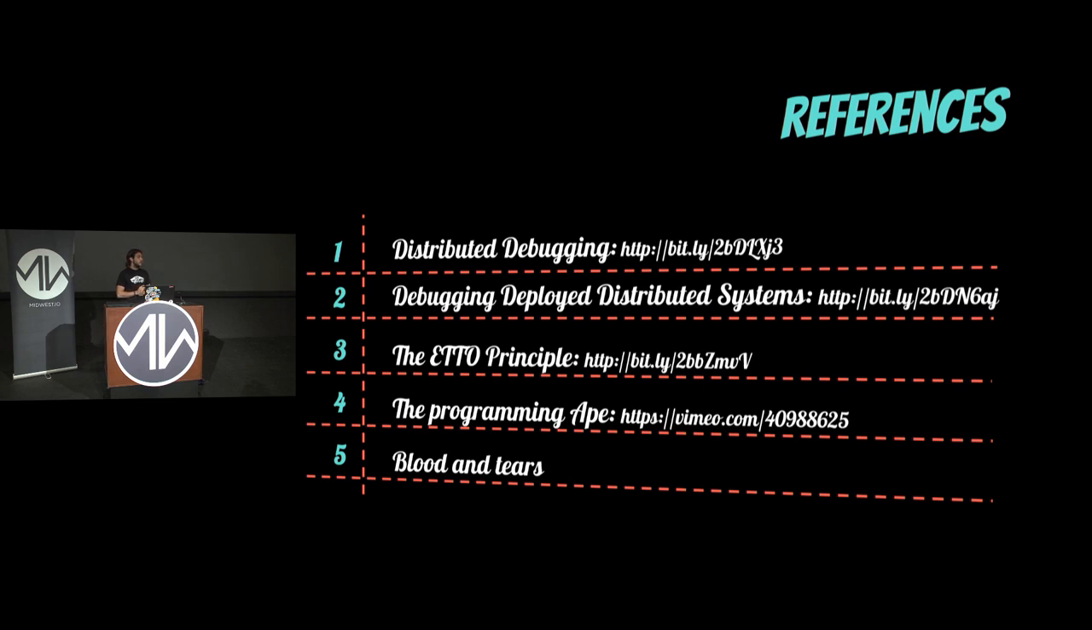I'm going to publish these slides after the talk, but it's basically some presentations, distributed systems, and a programming book. The Toyota Principle turned out to be an amazing book to read, so I'll recommend that, and Blood and Tears. Lots of tears, mostly blood.